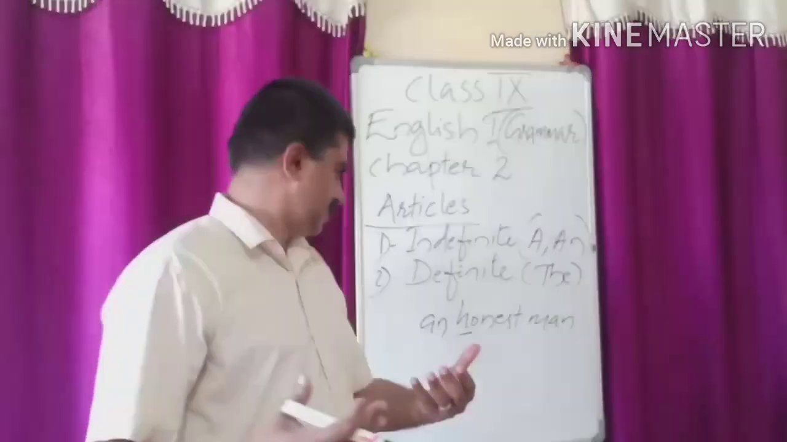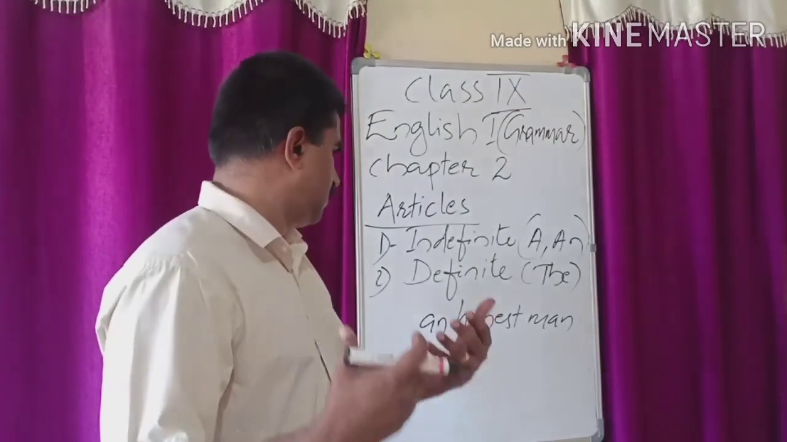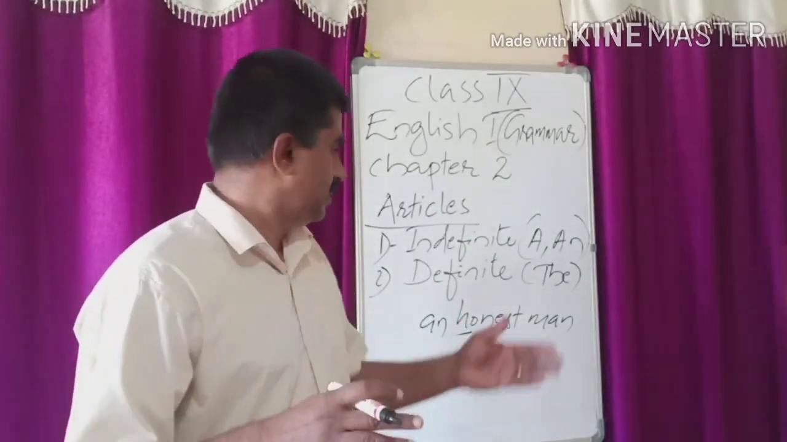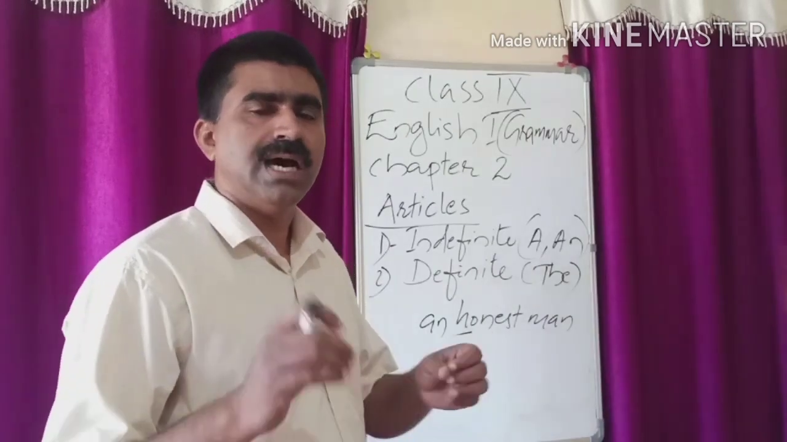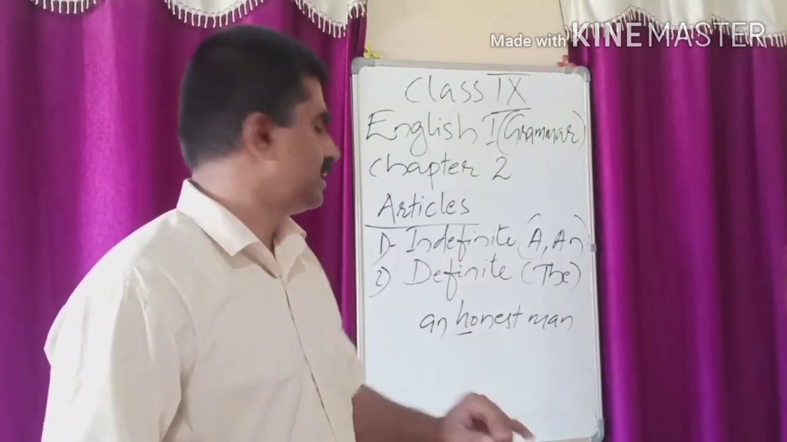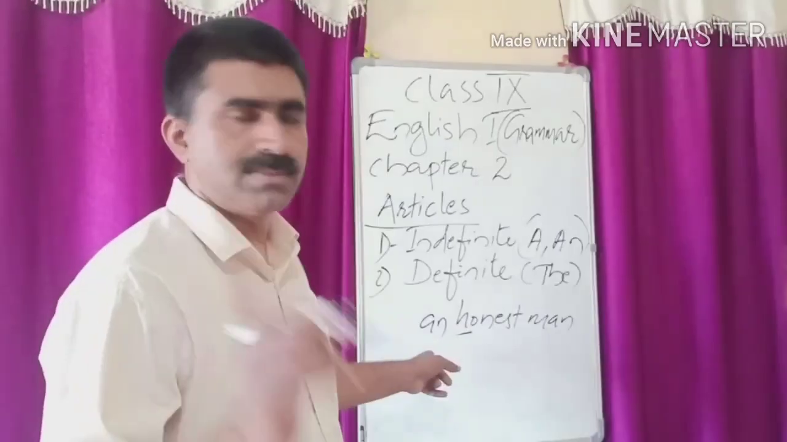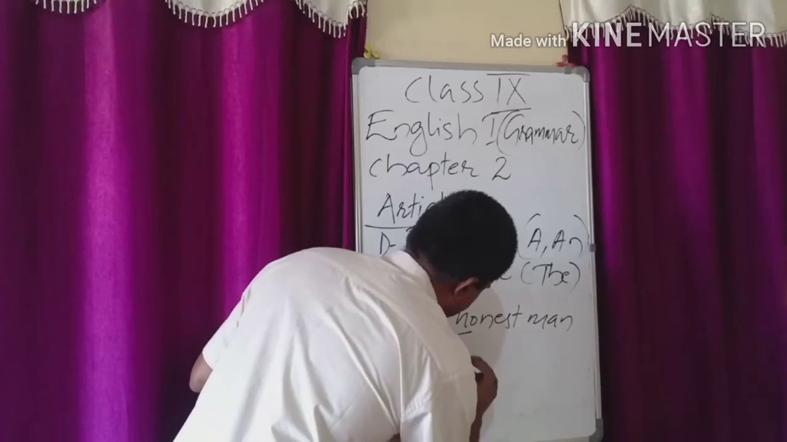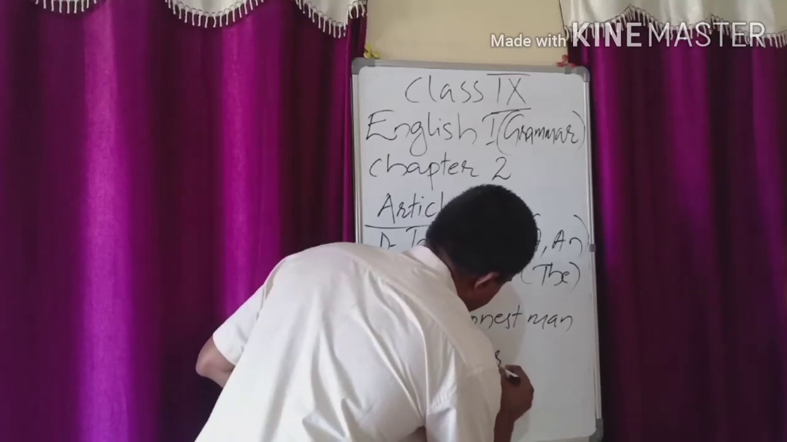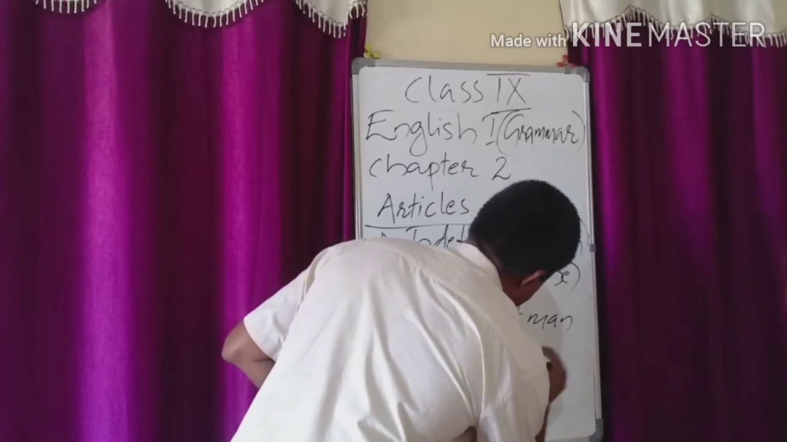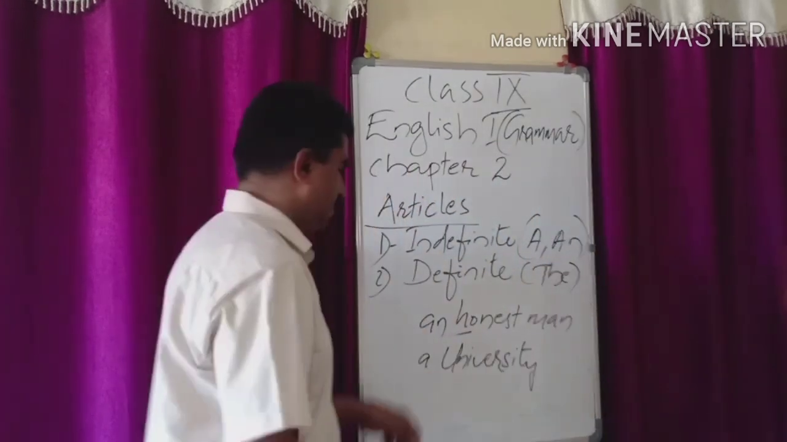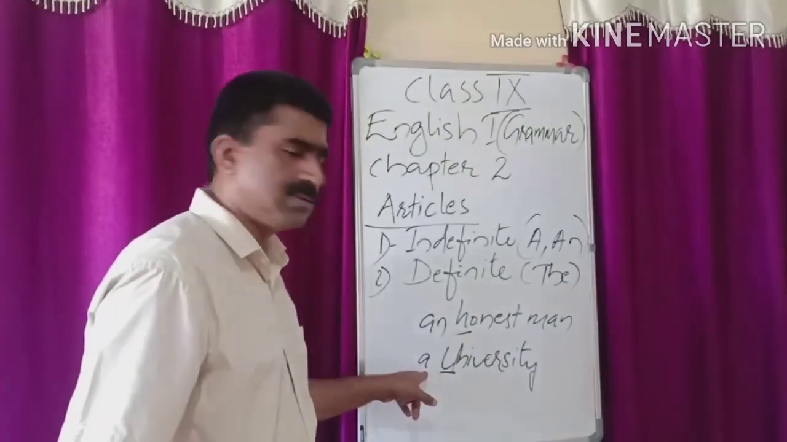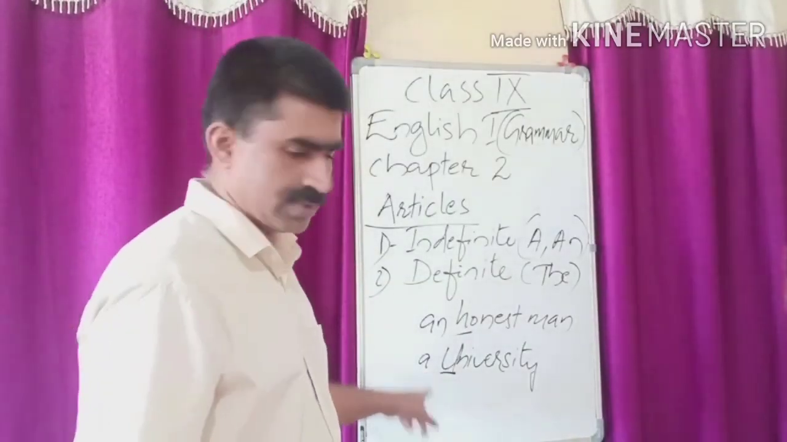Then if a word is pronounced as if it begins with ya or y, though it is beginning with a vowel, then we use the indefinite article a. For example, a university. See, here the sound is ya, so a is used before this.